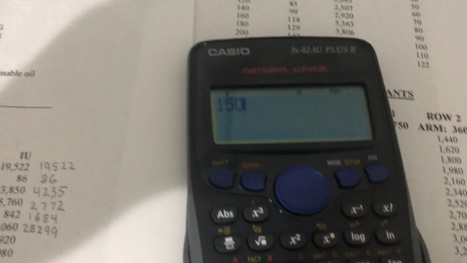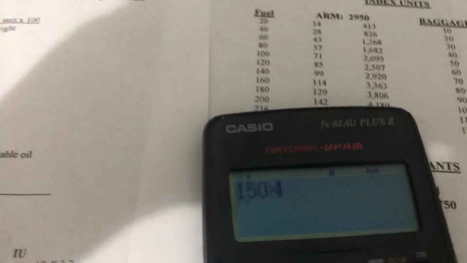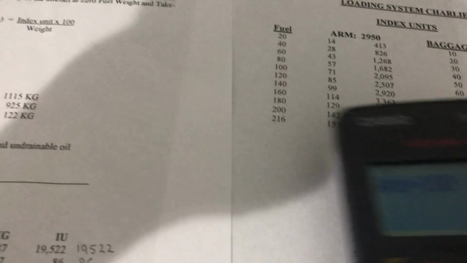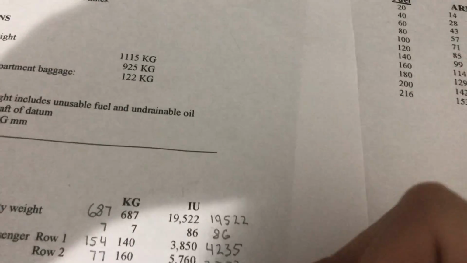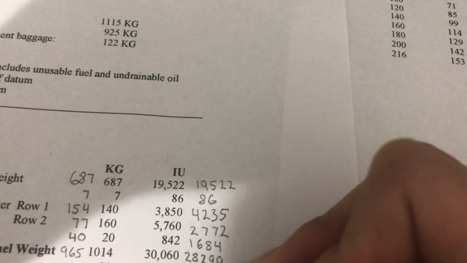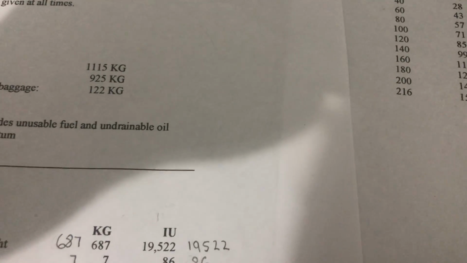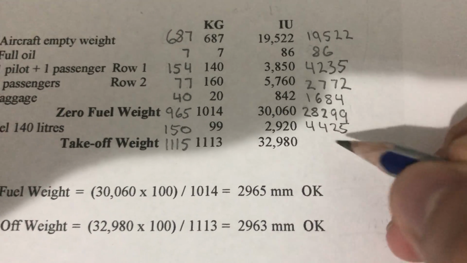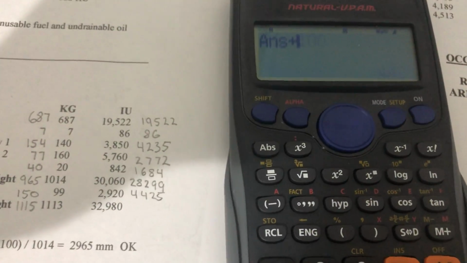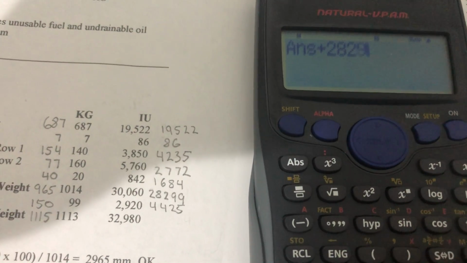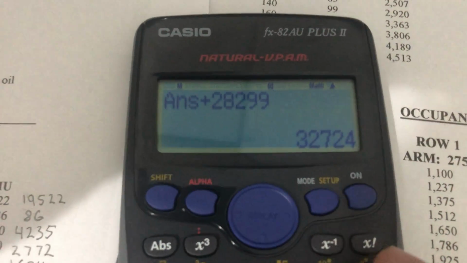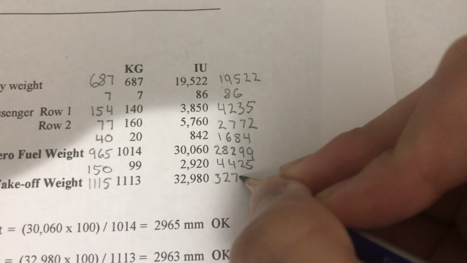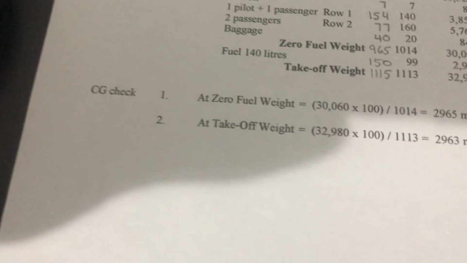So we have 150 times the arm, which is 2950, equals that, divided by 100 just to keep the numbers small. So we have 4,425. Then we just add the zero fuel weight plus the fuel weight, which would give us our takeoff weight here. So 28299 plus that equals 32,724. Slot that in.